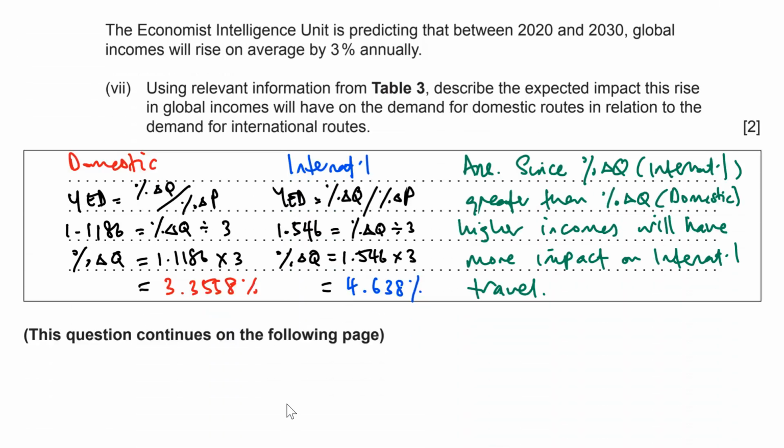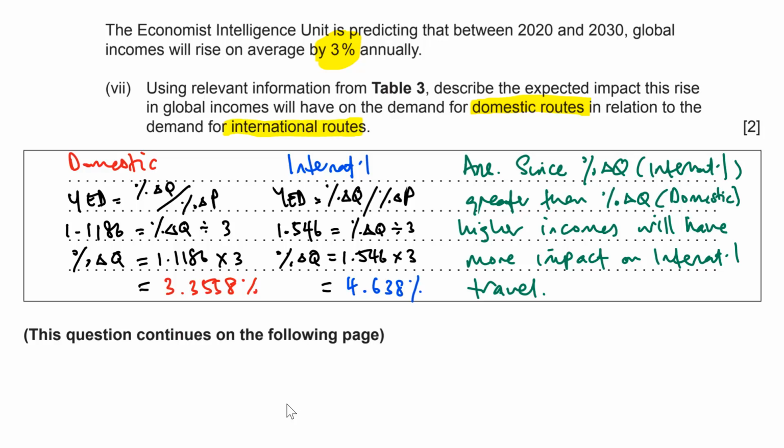Now the EIU is predicting that between 2020 and 23, global incomes will rise by 3% on average annually. Using relevant information from Table 3, describe the expected impact this rise in global incomes will have on the demand for domestic travel in relation to the demand for international routes. Okay, so what are we saying? We're saying that incomes are going to rise by 3% per year on average, and we have to figure out the impact on the demand for domestic routes and the demand for international routes.